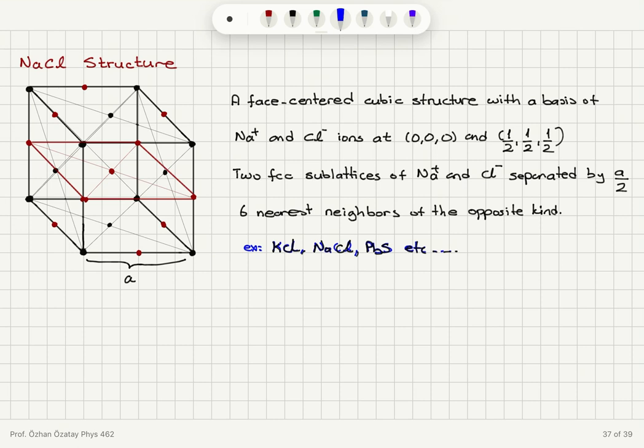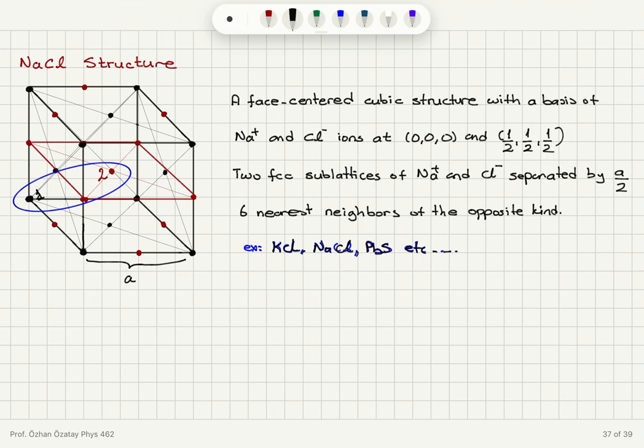Another important case is the sodium chloride structure. It's a face-centered cubic structure which has a basis consisting of two atoms of different types, sodium and chlorine ions, at 0, 0, 0 and 1/2, 1/2, 1/2. So basically, we are grouping these two together and that forms a basis. So this is number one. This is number two. So we have two atoms that build up the basis.